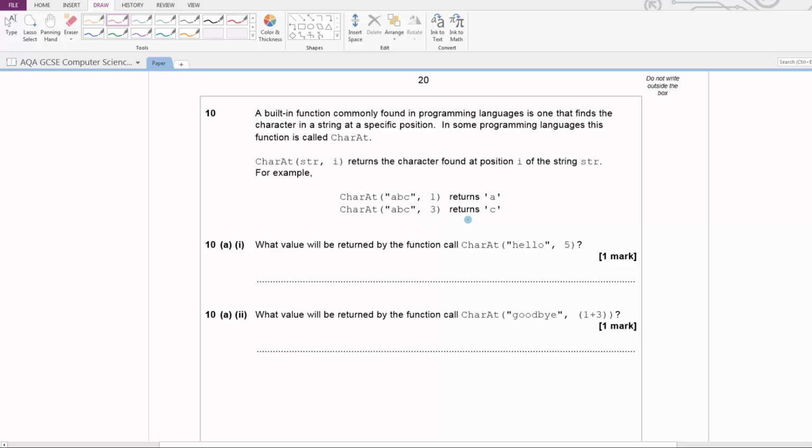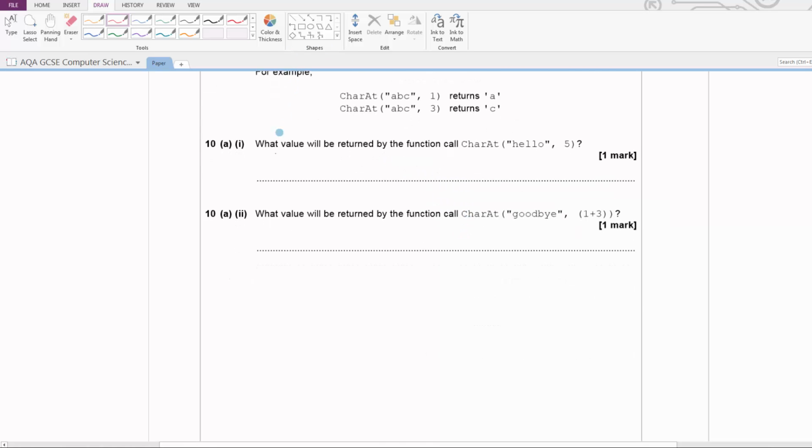So this is what it does, and we need to do a bit of practice for this for AQA. Our function will be called as CharacterAt("hello", 5). The fifth letter in hello is 1, 2, 3, 4, 5, so it's O. Nice easy mark. Similarly, we now have to evaluate this argument. 3 plus 1 is 4, so we're now looking for the fourth character in goodbye: 1, 2, 3, 4, so it's D. If we're being pedantic, it would actually be with quotes, but that doesn't matter so much.